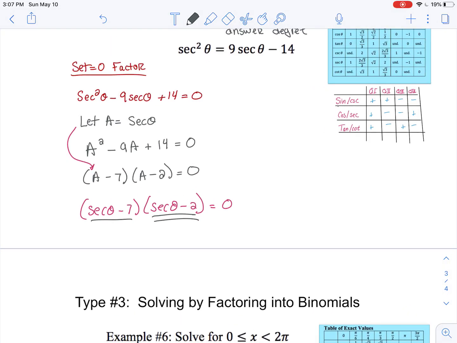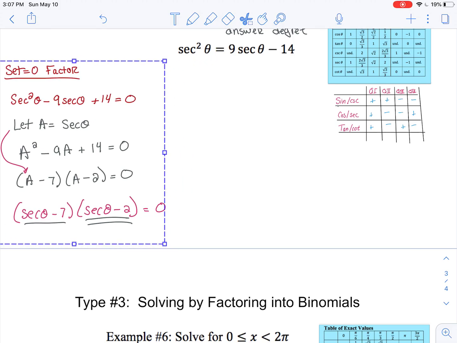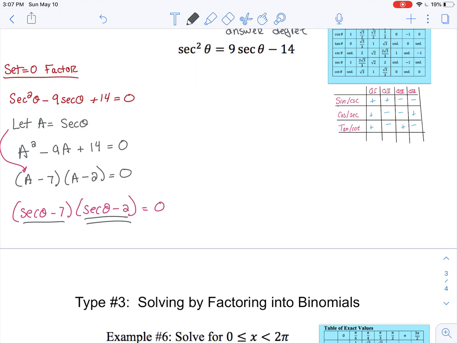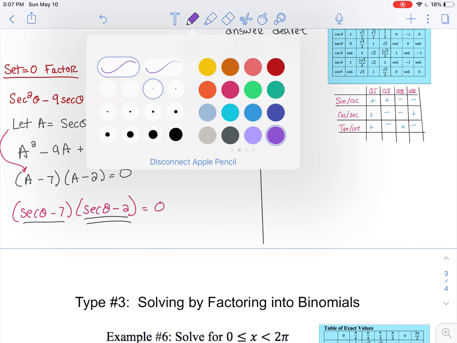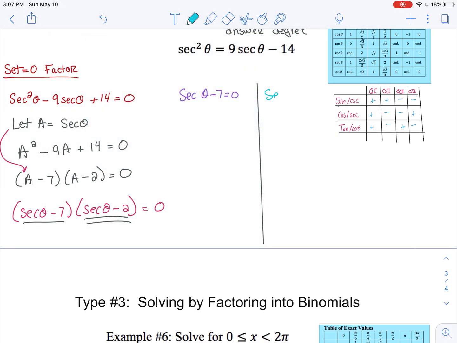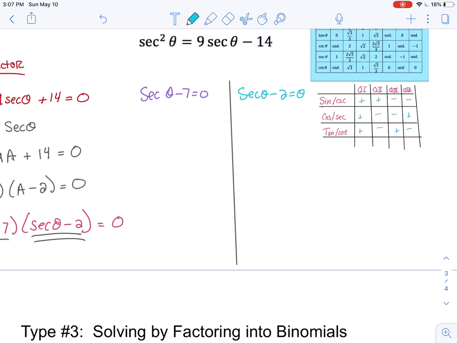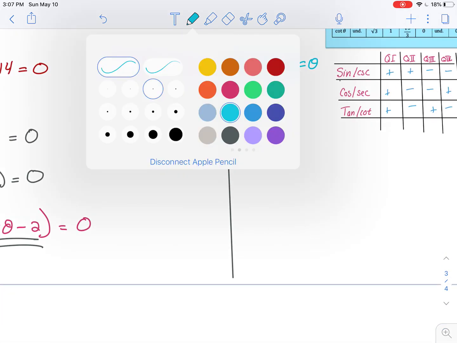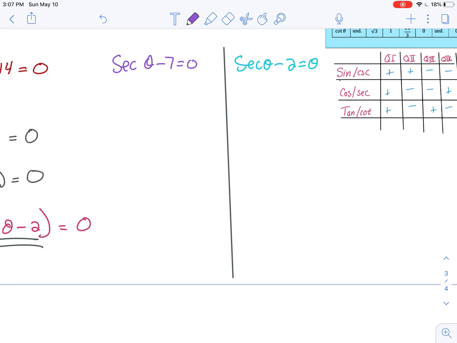Okay, I'm actually going to move this over so I have a little more room. So my two equations that I'll have to solve. My first equation is going to be when is secant of theta minus 7 equal to 0? And my second equation is going to be when is secant theta minus 2 equal to 0? So let's start on the left and solve that equation. When I solve this equation, I'm going to get when is secant theta equal to 7.